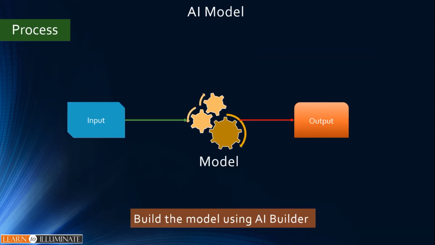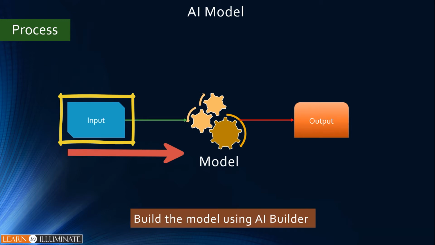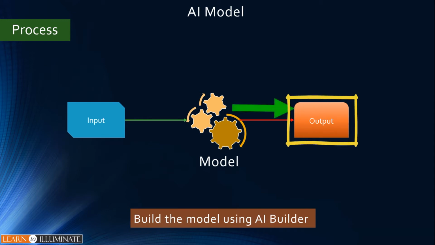Let us take a look at what an AI model is. AI models are designed to optimize or automate our business processes. AI Builder is a tool to build AI models. As this diagram shows, the process is to send input to the model and we get output in some form based on the model.